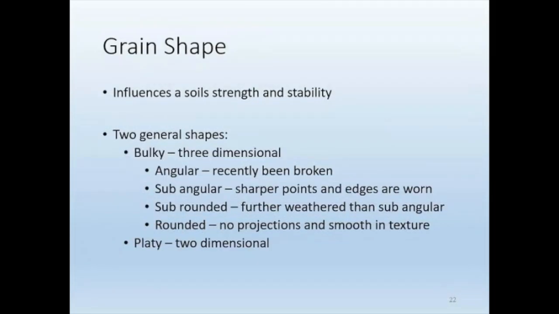So we want a poorly graded sand. We want something that has a lot of the same particle size, that's uniform. And then we want to look maybe at grain shape if we can. This is kind of neat to do if you can clean up your soil and look at it under a microscope. And you see that they're either angular or subangular.